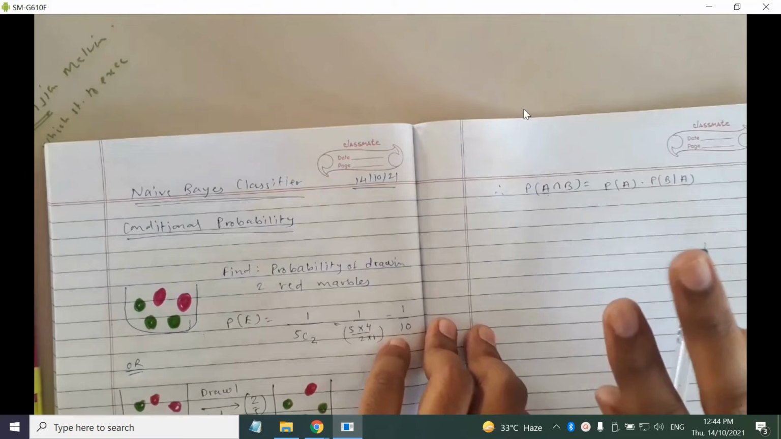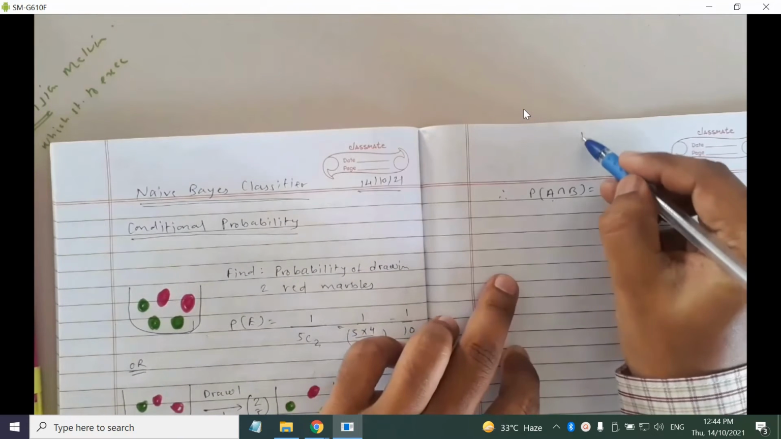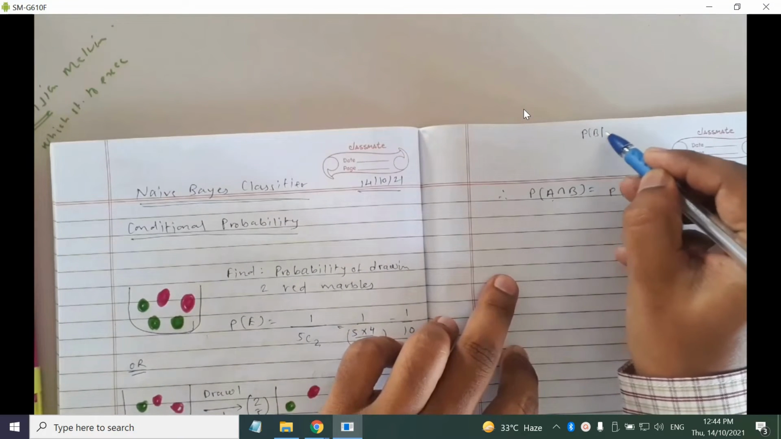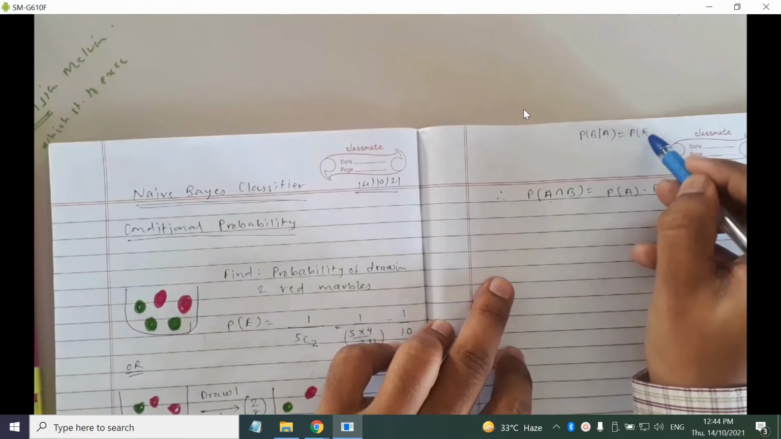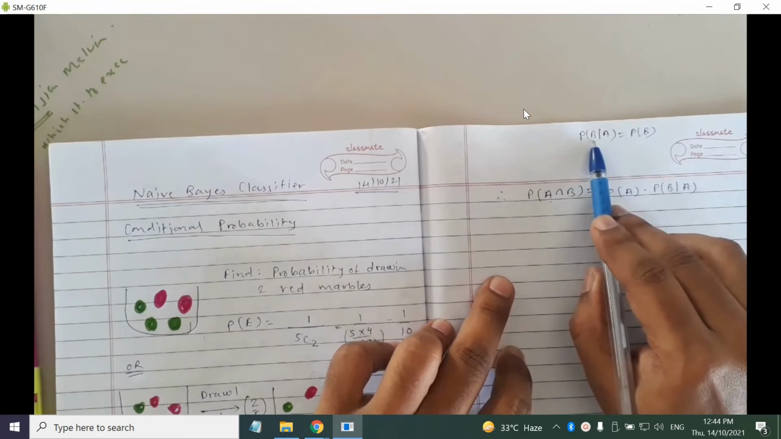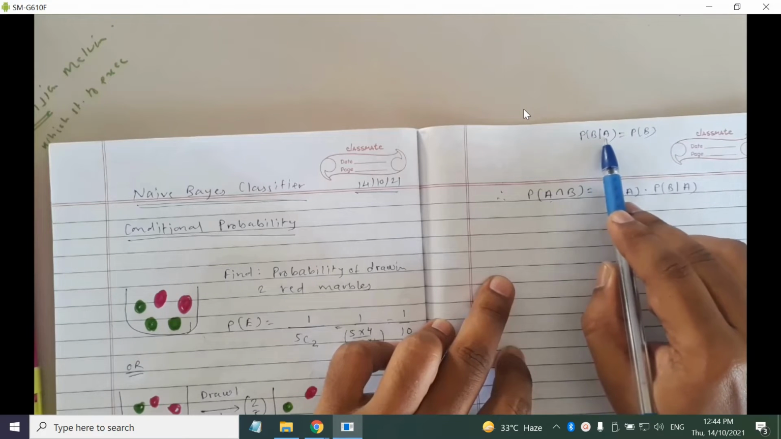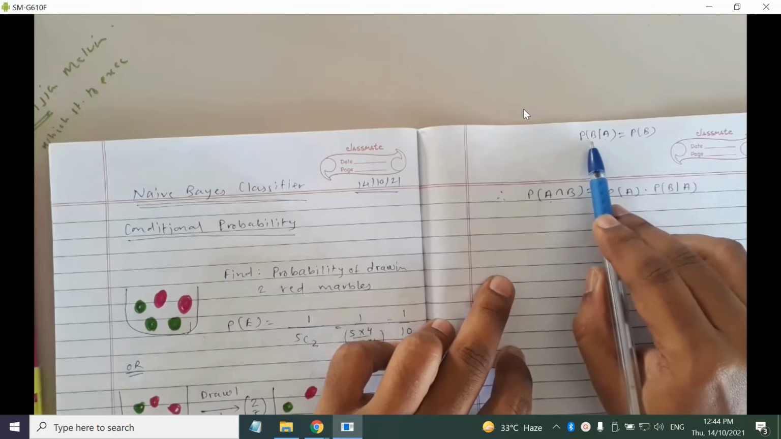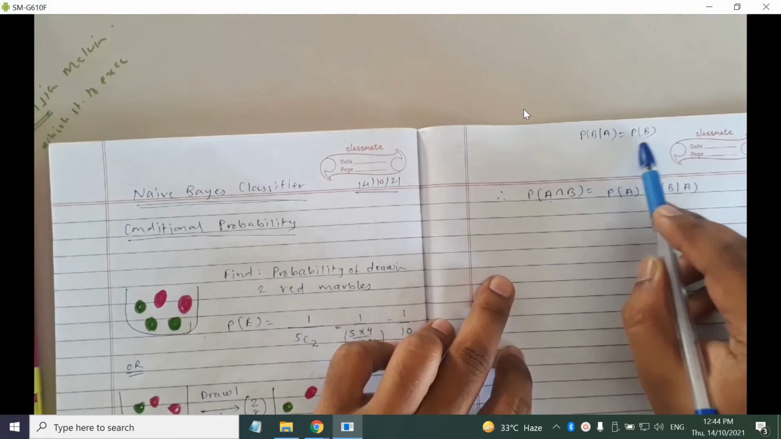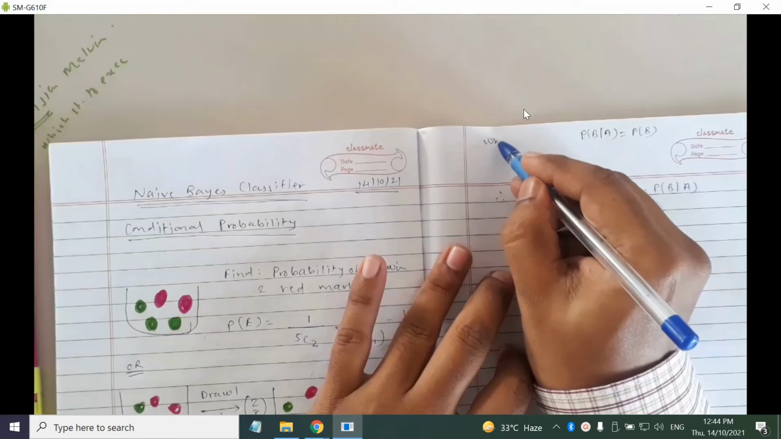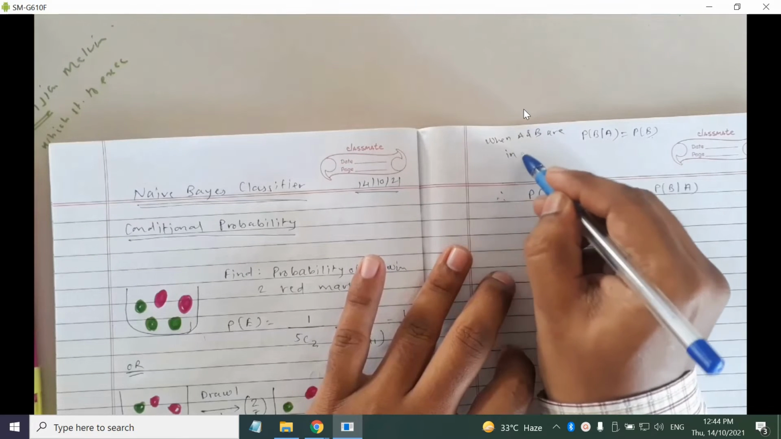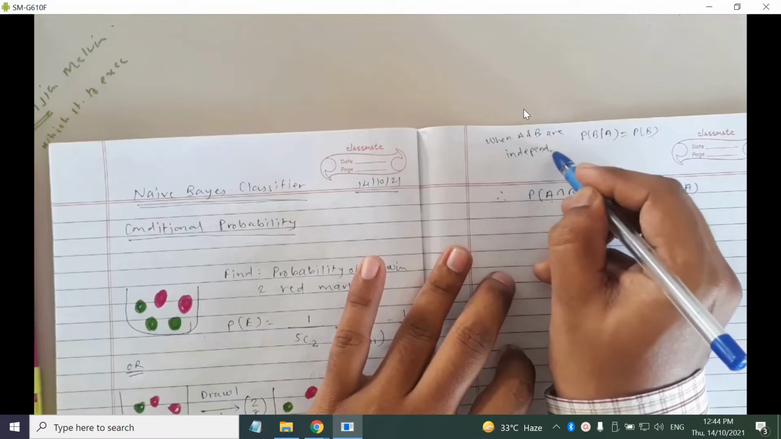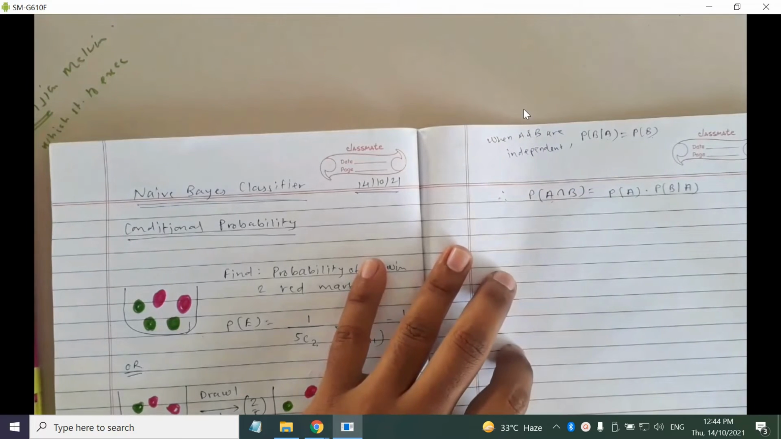If the two events are independent, then probability of B given A will become probability of B only. Now the probability of B is not dependent on A, so probability of B given A will be simply P of B, when A and B are independent. Are you getting the concept? Any doubt till this point?